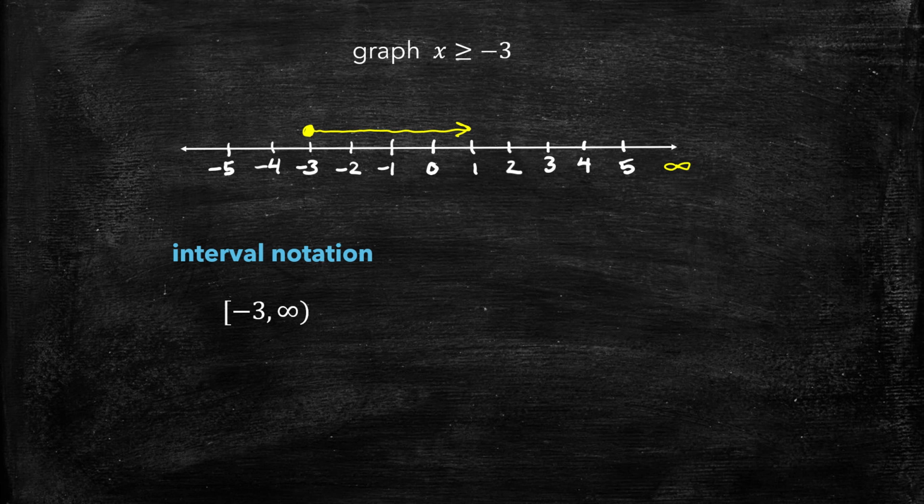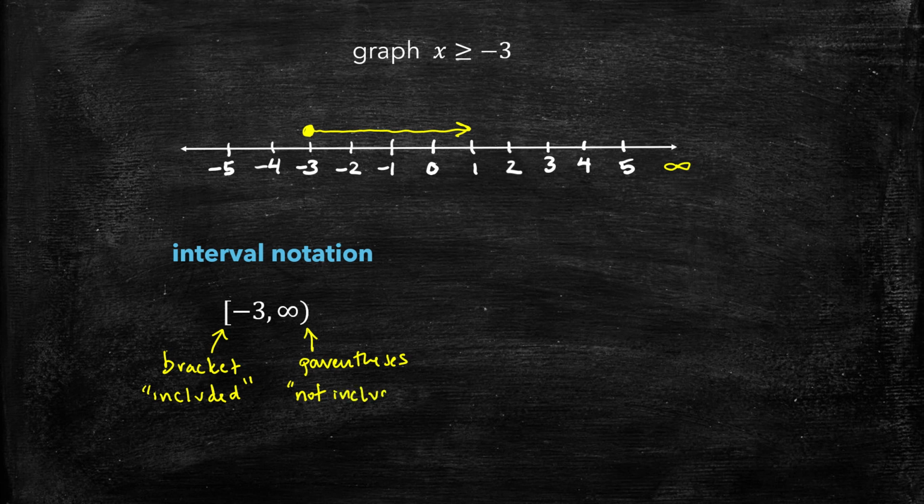But you're probably wondering what these symbols mean. This is very important. On the left here, this is called a bracket. And a bracket means that the value next to that bracket is an included value. So x is allowed to equal -3. On this side, you should recognize that as a parentheses.